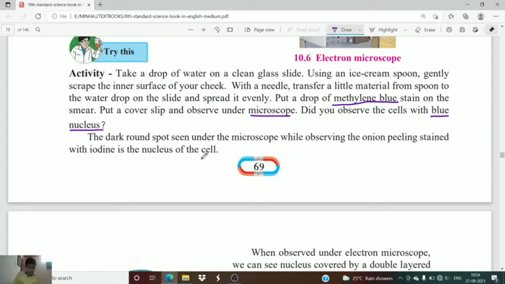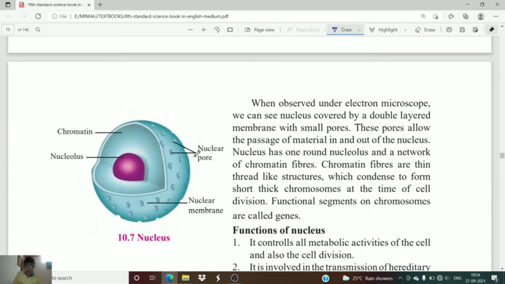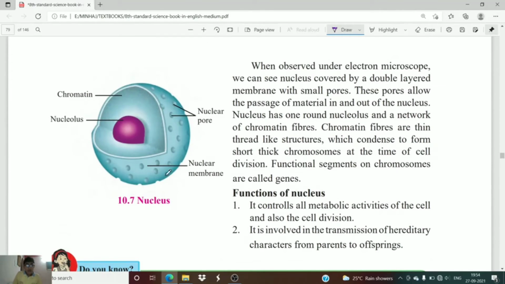Now, this is the figure of the nucleus you can see here. What are the parts of the nucleus? Chromatin, nucleolus, nuclear pore, and nuclear membrane. So these are the parts in a nucleus.